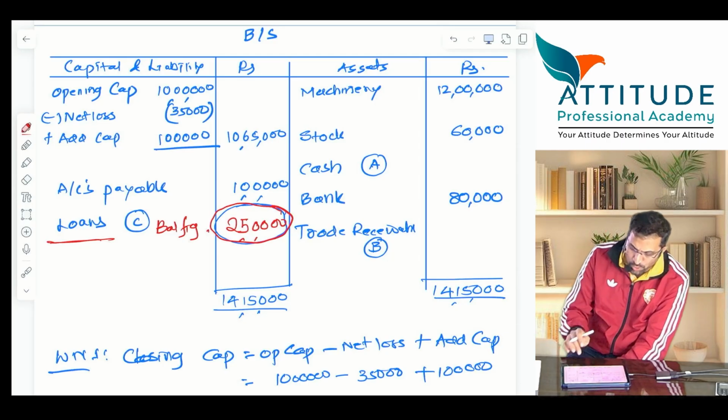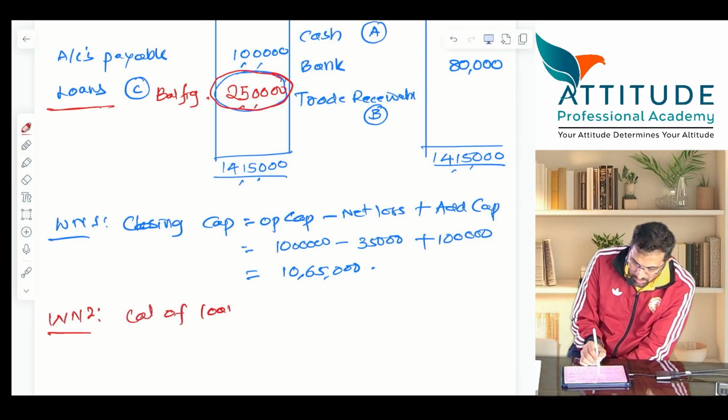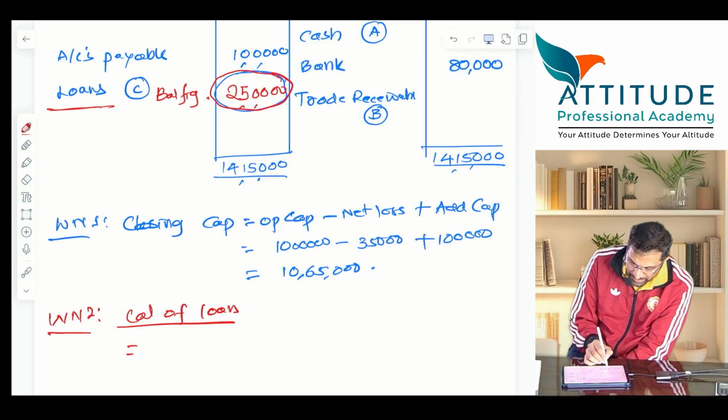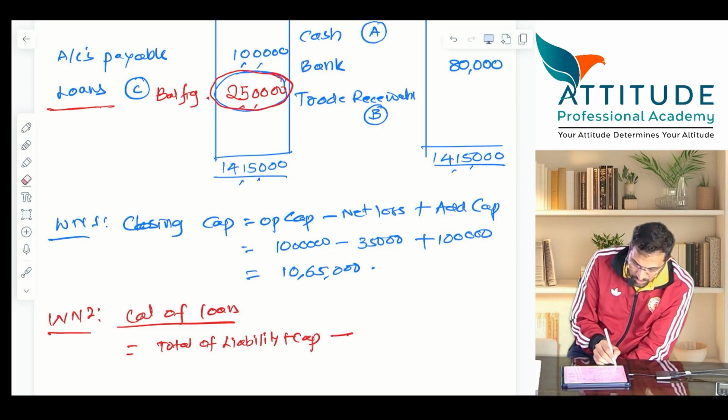Now if you want to show it as a working note, no problem. Working note number 2, calculation of loans. Calculation of loans is equal to, tell me, total of liability plus capital minus loans is equal to, right?